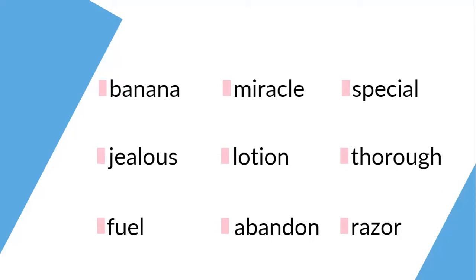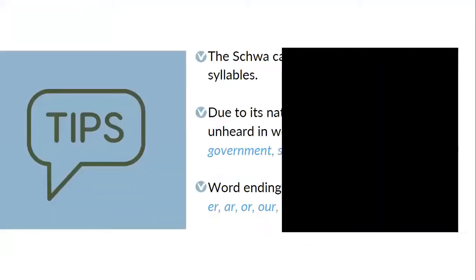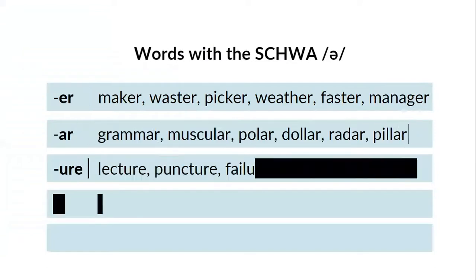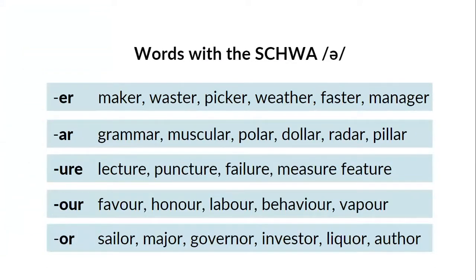Feel. This word has two syllables. You have the "fee" and the "l". The letter E is representing the schwa sound here. Then abandon. The first A and the O are representing the schwa sound. Then finally, razor. OR is representing the schwa sound here. So, like I said, I took you back. Now, here are words that have the schwa sound in them.